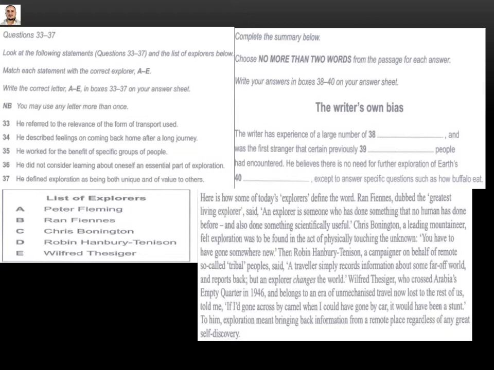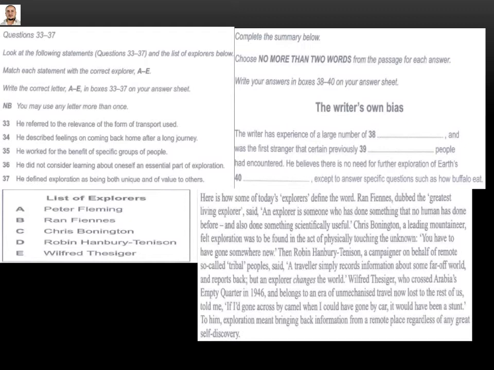Let's check 36, which says he didn't consider learning about oneself an essential part of exploration. Let's go on with it. It could have been a stunt. To him, exploration meant bringing back information from a remote place regardless of any great self-discovery. Yes, this explains "consider learning." He did not consider learning about oneself, any great self-discovery, an essential part of exploration, because he mentioned bringing back information from a remote place regardless. That means self-discovery is not an essential part. So this explains 36.